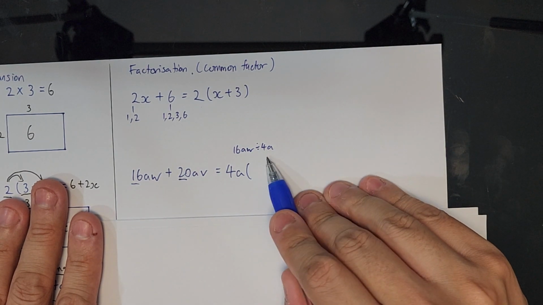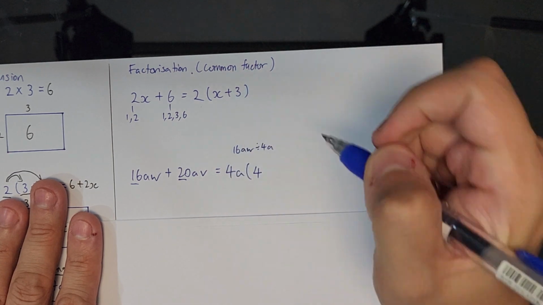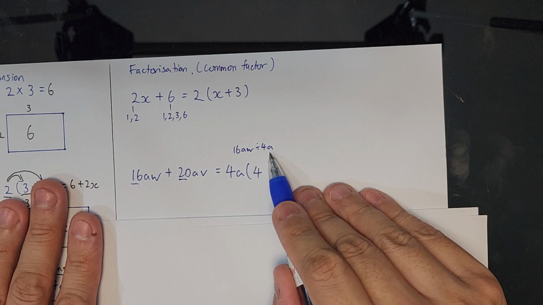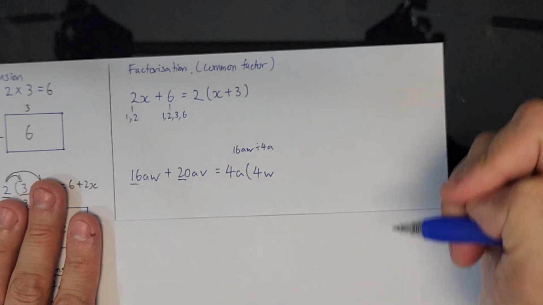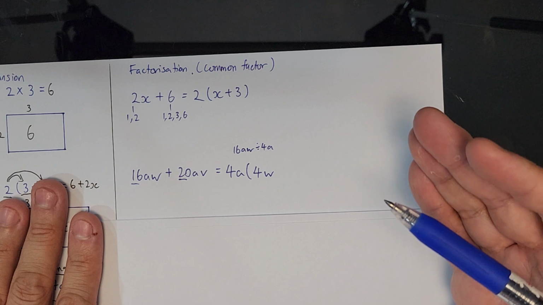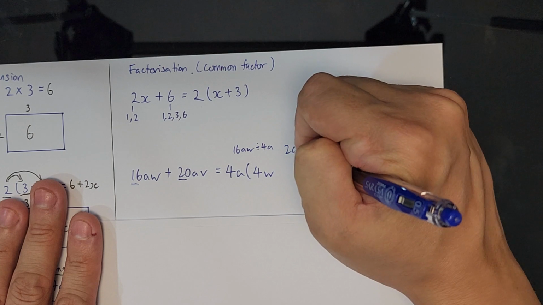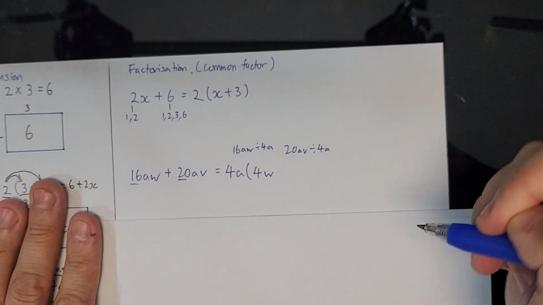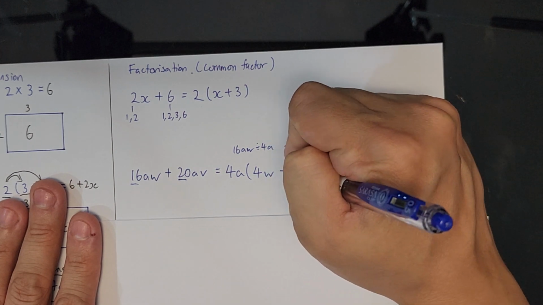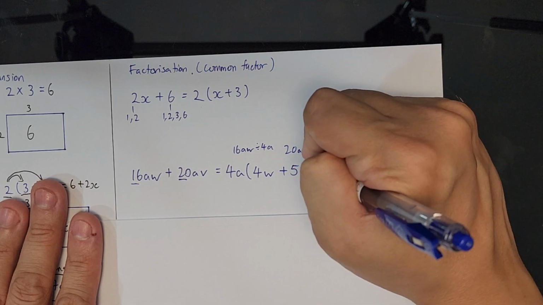Look at the number first. 16 divided by 4 gives me 4, so I write down the 4. Then I look at the letter. aw divided by a, I'm left with w. So the trick here is to look at the number and the algebra separately. Then the next one, same, 20av divided by 4a. 20 divided by 4 is positive 5, and av divided by a gives me a v.